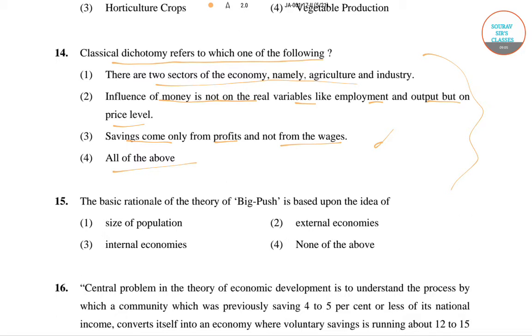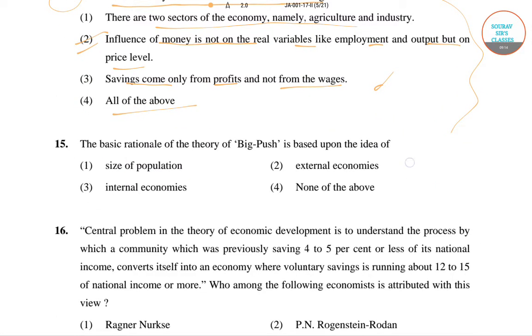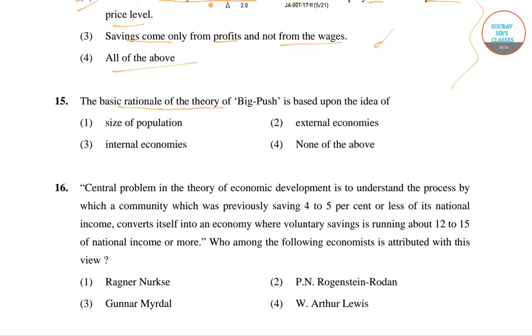Out of all of them we know the right answer to be option 2. That is, for question number 14 the right answer is option 2. Now I'll go to the next question. The basic rationale of big push is given by, we know the big push theory was given by Rosenstein-Rodin. It was based on the idea of, 4 options are given, and the right answer would be external economics.